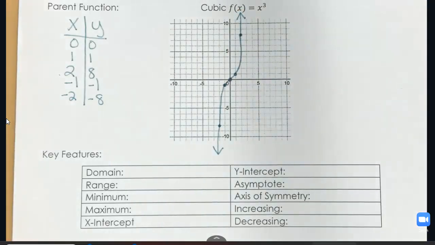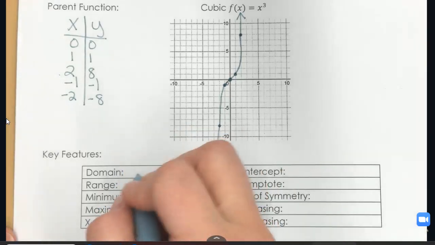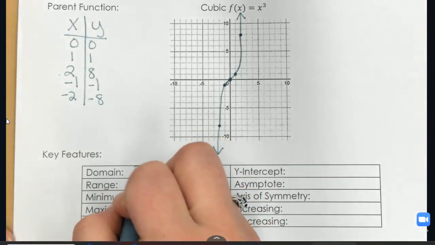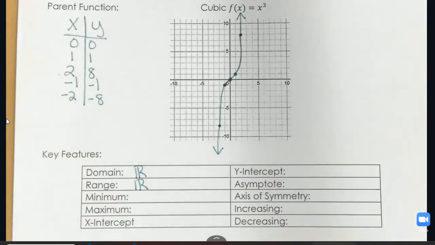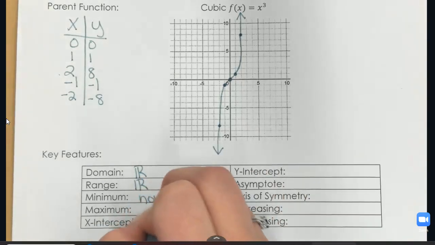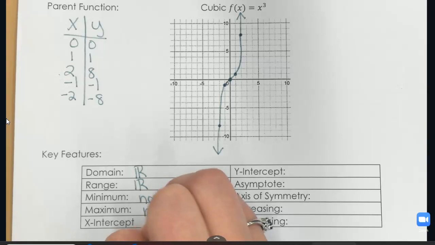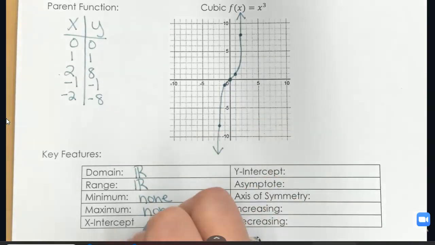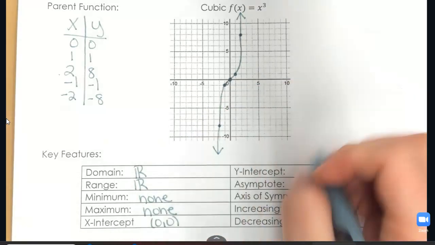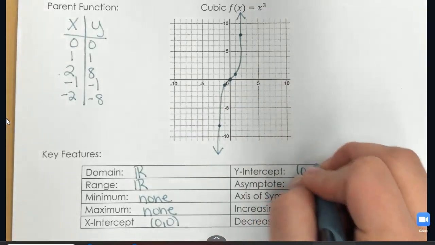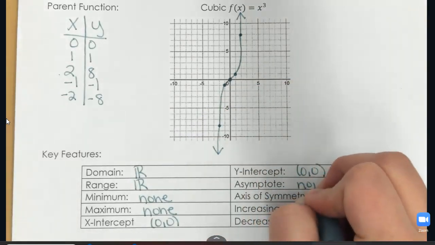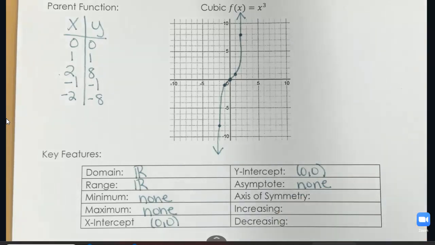Looking at this graph and its key features, my domain is all real numbers along with my range. We don't have any values left off. We don't have a minimum or a maximum because it is going off in both directions infinitely. I have an x-intercept at that origin (0, 0), which means it's also my y-intercept. An asymptote is not a feature for a cubic function.